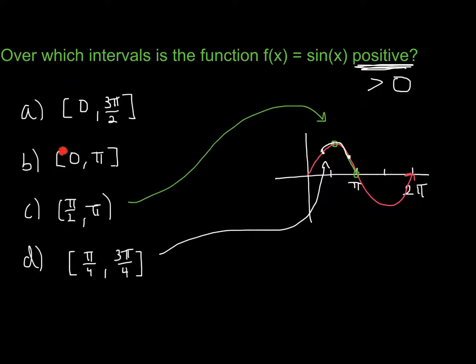And if I were to plug in x values between 0 and pi, everything would work except when I plugged in an x value of 0, because sine of 0 is 0, and when I plugged in an x value of pi, because sine of pi is also 0. So I have to exclude those two values there.